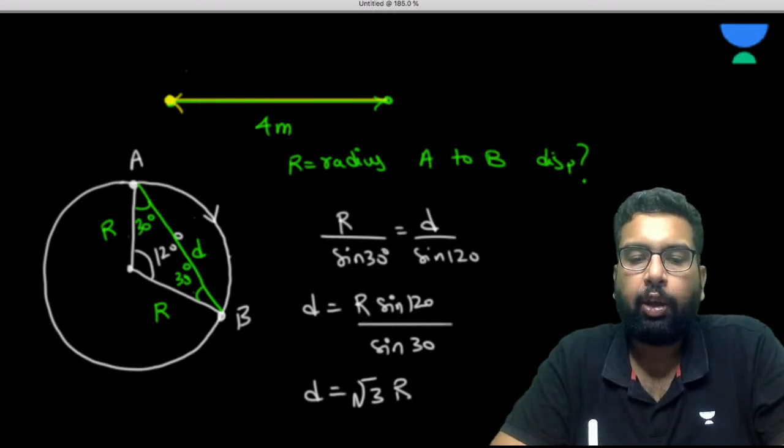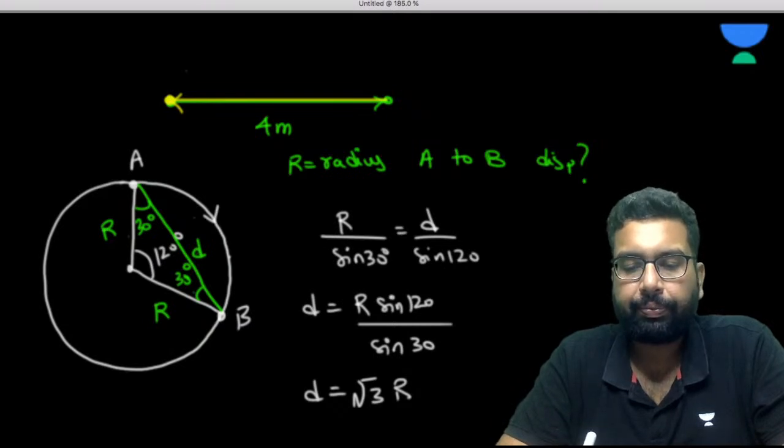Okay. So what is the displacement that is going to be here? So it is going to be root 3 of r. I hope it is fine to everyone.